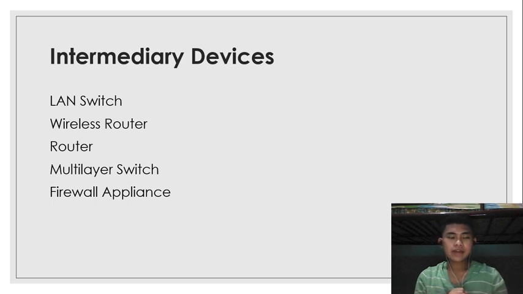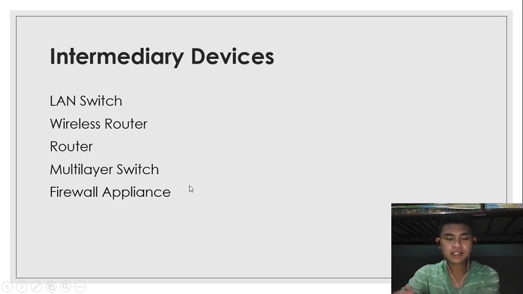These intermediary devices provide connectivity and ensure that data flows across the network. A LAN switch is a network device that cross-connects the clients, servers, and network devices, also known as a frame switch. It can stand alone, as LAN switches are common in Ethernet networks.